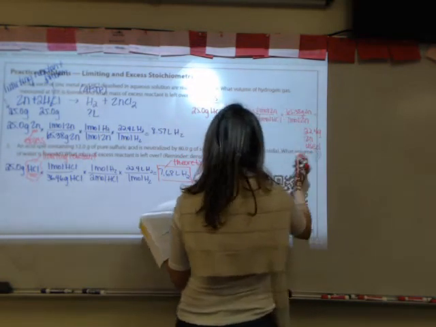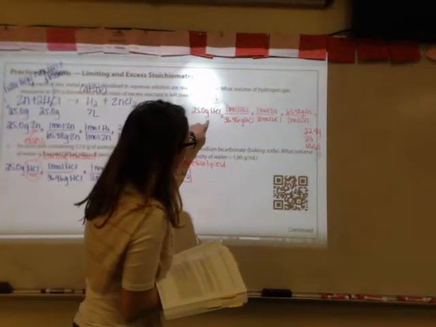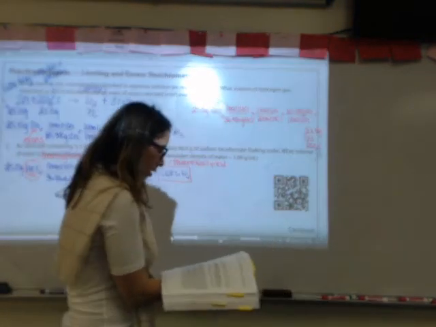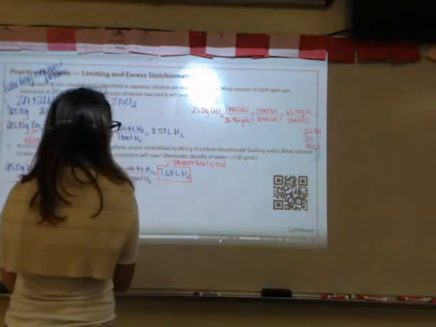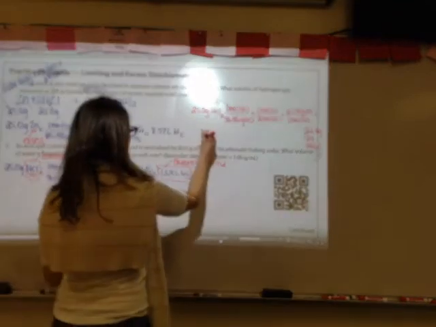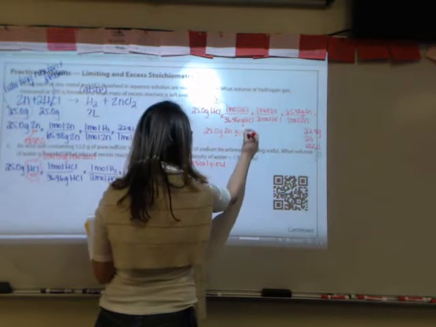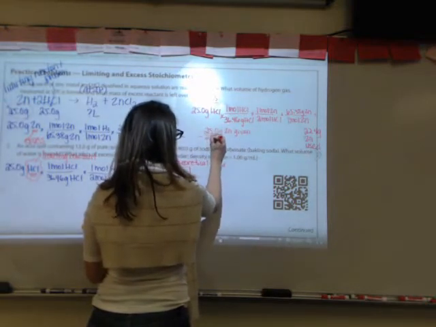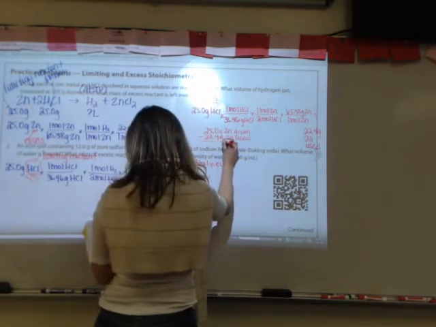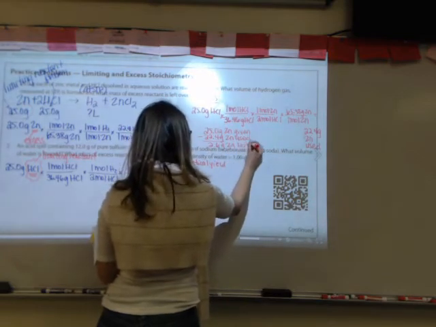Okay, so the 25 grams of HCl that you're given, that limiting reactant, will use 22.4 grams of zinc. Now, how do I figure out how much is left? You want to take the amount of zinc that you're given, which is 25 grams, and subtract the 22.4 grams of zinc that was used. And that will give you 2.6 grams of zinc left.